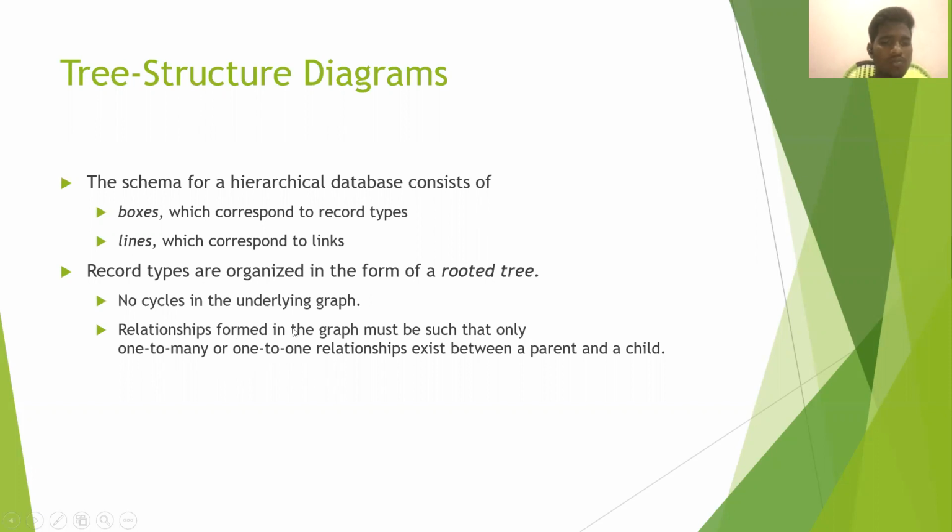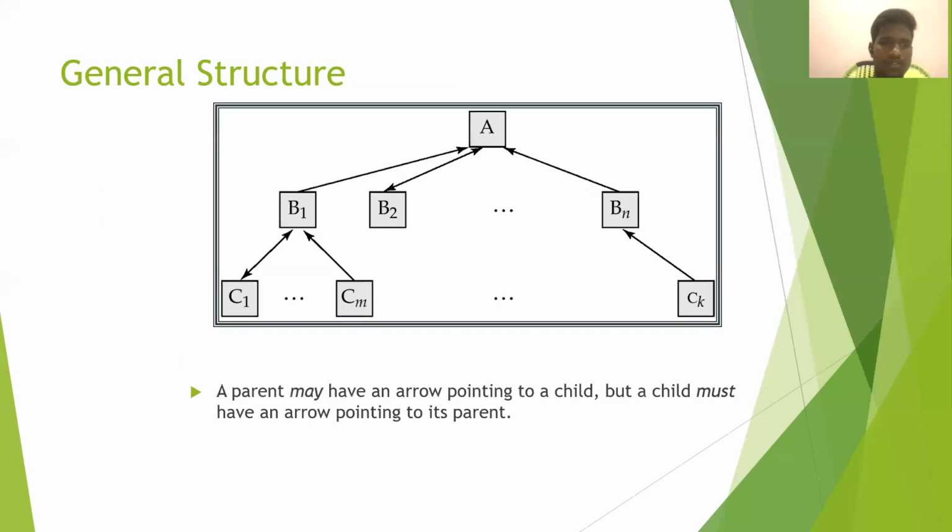The relationship formed in the graph must be such that only a one to many or one to one relationship exists between a parent and a child. There should be no cycle in the underlying graph, and also the relation should be one to one or one to many between the parent and a child. There should not be many to many or many to one. Only one to many and one to one relations should be there in the tree structure diagram.